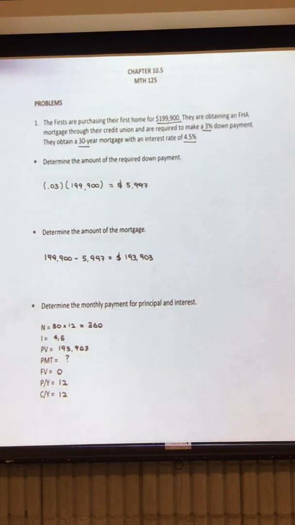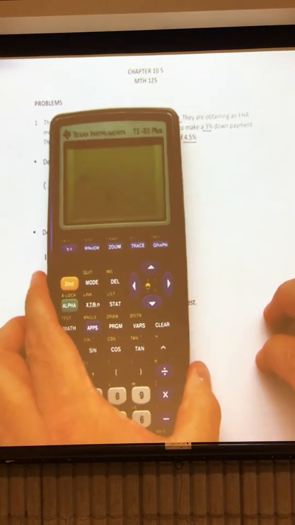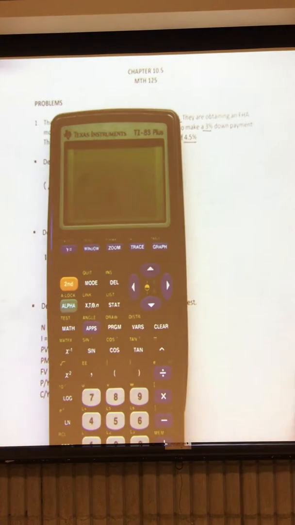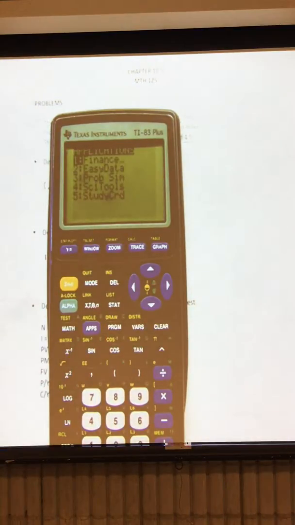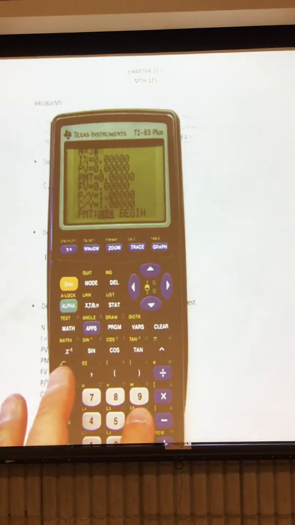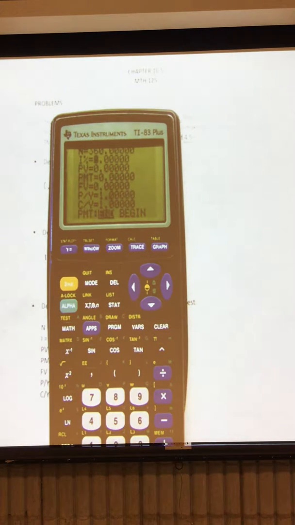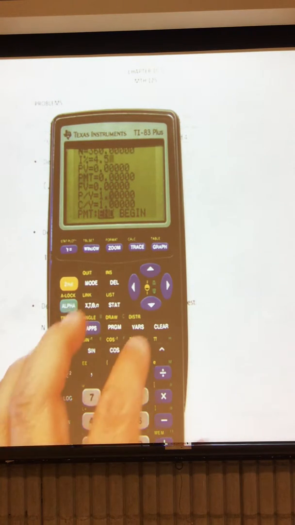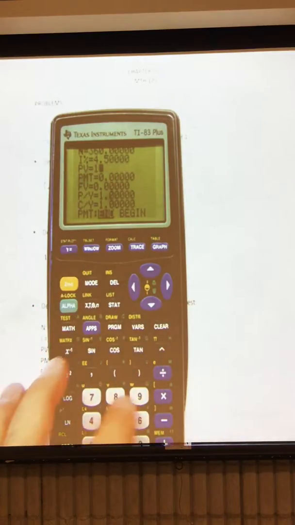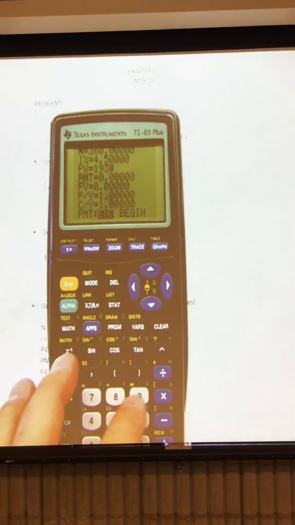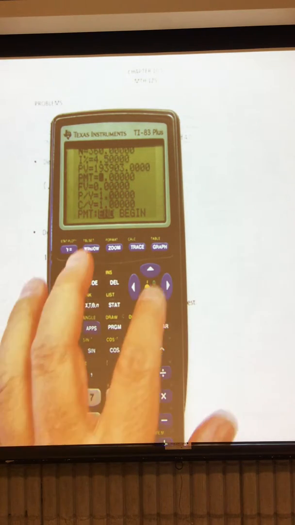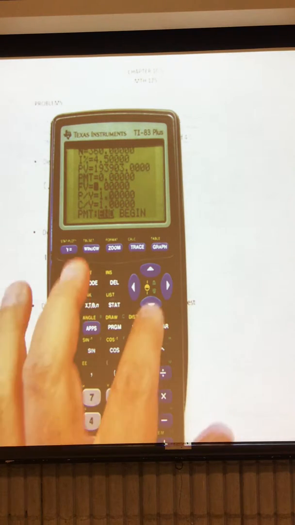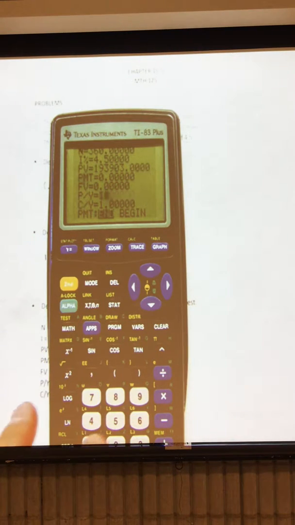So for this problem, we will use the graphing calculator. So we have to follow the same steps as before. We have to go to Applications, Finance, TVM Solver, N will be 360. The interest rate will be 4.5%. The present value, 193,903. Payment, this is the unknown. Future value will be 0. P/Y, C/Y will be 12.